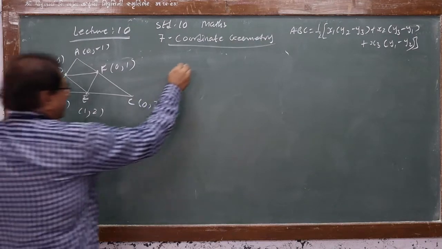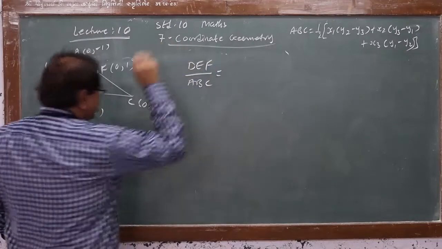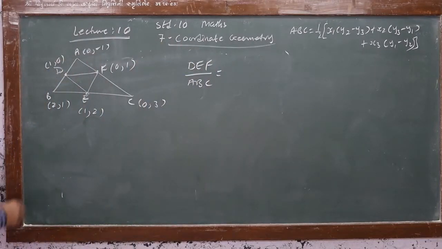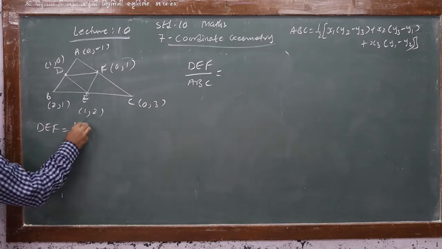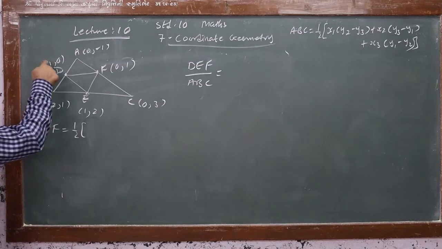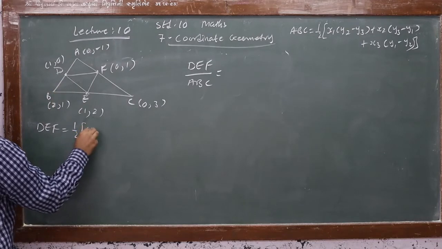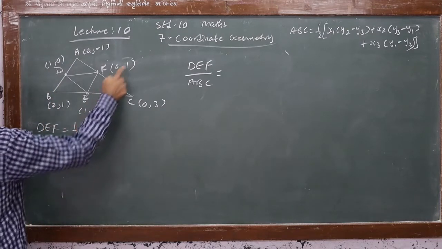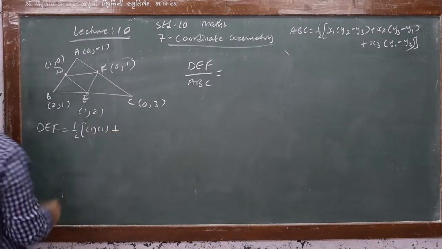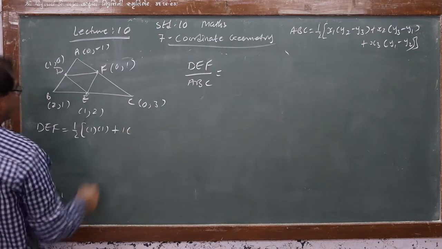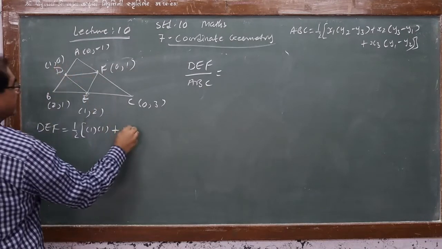Now we have to find out the ratio, area of triangle DEF upon area of triangle ABC. This you want to find. Okay, so first of all we go for area of triangle DEF is equal to 1/2 into bracket. Now this will be first point, second point, third point. We take the formula of x1. x1 is 1. Then y2 minus y3, 2 minus 1, it is 1. Plus x2, it is 1. y3 minus y1. So it is 1 minus 0, it is 1.